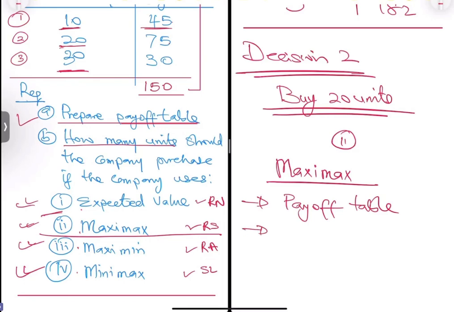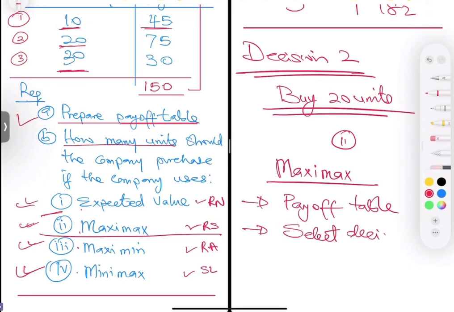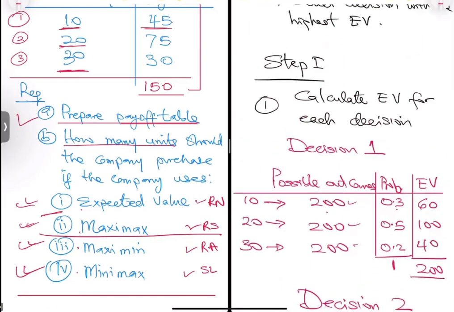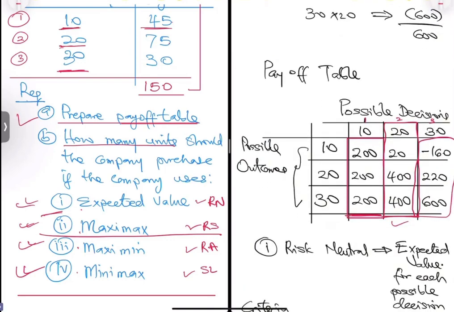Then the next step is to look for a decision that will give the highest possible outcomes. Or let me just say, select decision with a possible highest outcome or best outcome. So let's go to our payoff table. These are our payoff table.